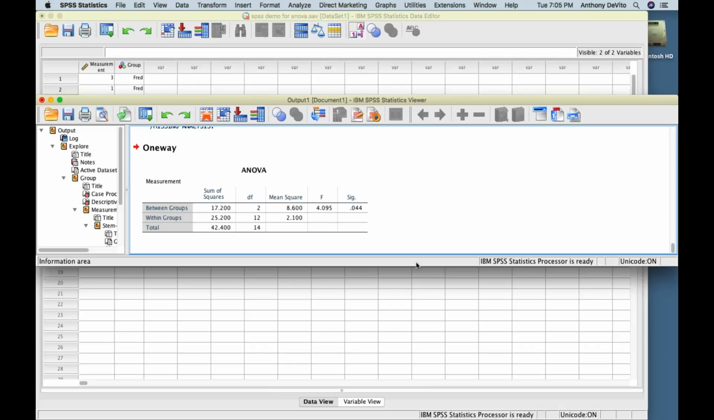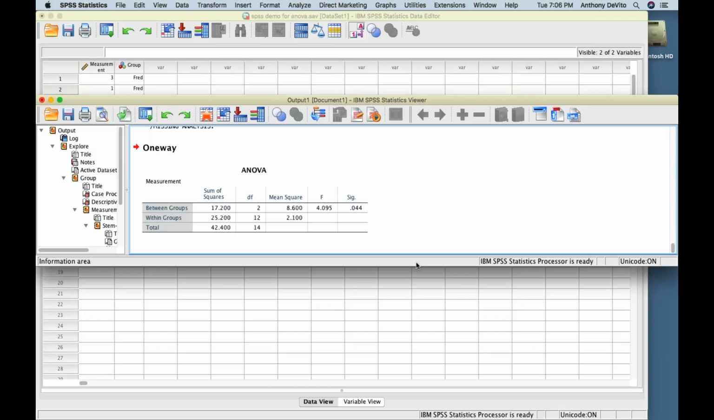We want this number to be small and this number to be big, right? In other words, we want the means far apart, and we want the variability within each group to be very narrow. So now our F statistic is the mean sum of squares between the means divided by the mean sum of squares within the groups. So 8.6 over 2.1 is equal to 4.095.